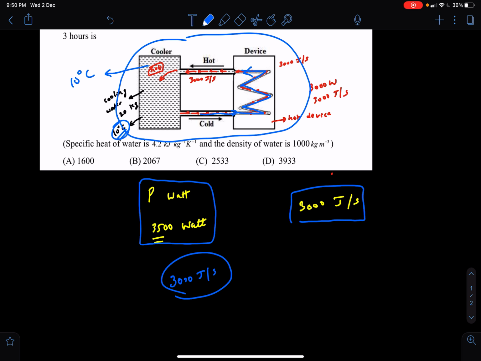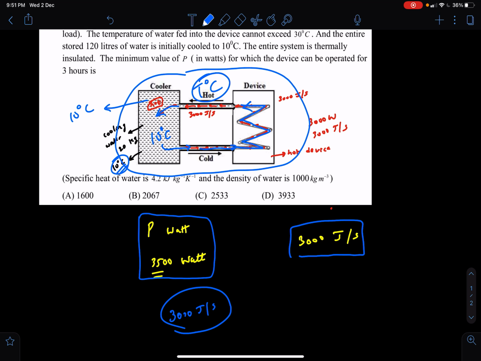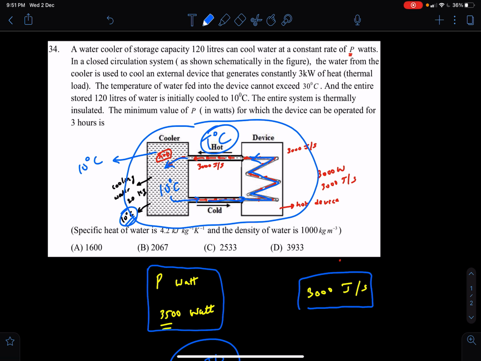And once it has lost the heat to the cooler and it is again at 10 degree, it will be sent back. And again it will pick up the heat from the device, 3000 joule per second. It will become hot at some higher temperature, T degree centigrade. And again, by the time it comes to the cooler, it is at T degree centigrade. Now it will lose heat and the cooler will cool it, and again extract the 3000 joule which it has taken from the device and make it come back to 10 degree centigrade, and the 10 degree centigrade water will be fed into the device once again. But what if we use the power of the cooler to be less than 3000?